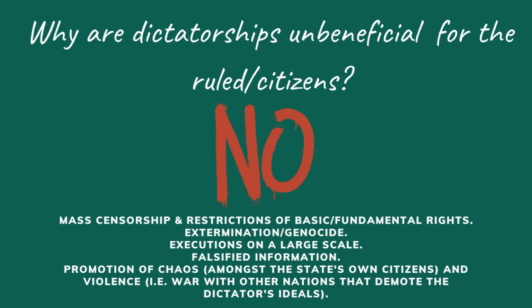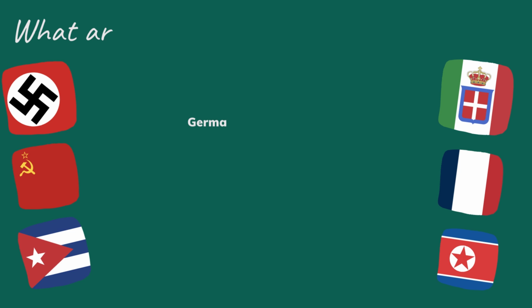Executions are carried out to shape the state as per the government ideal or vision. The dictatorship promotes chaos amongst their populace and makes them instigate violence amongst other nations which demote their promoted ideals, that is, the ideals that a dictatorship promotes.